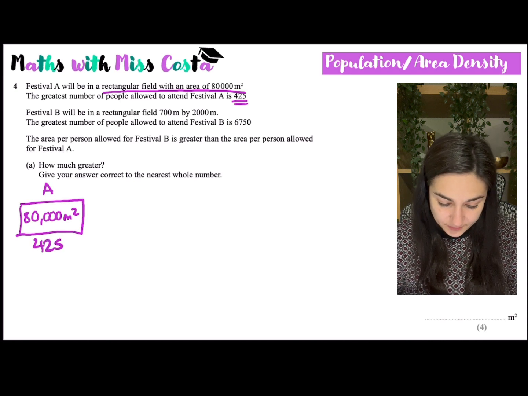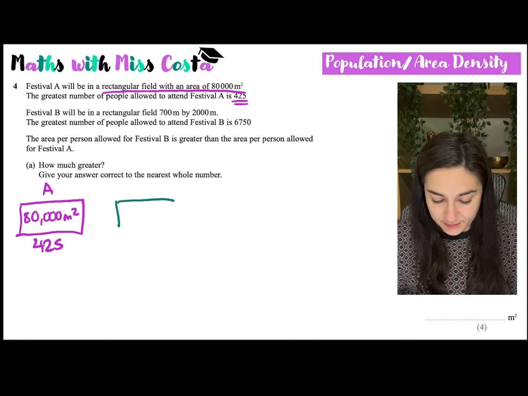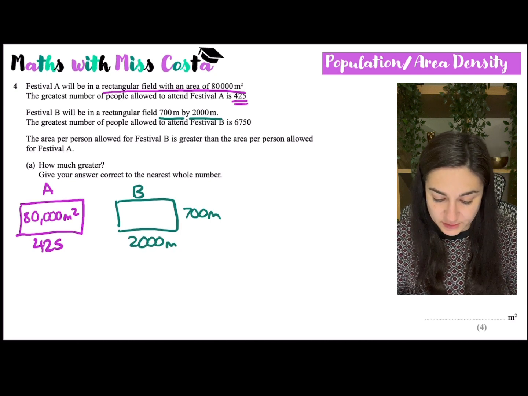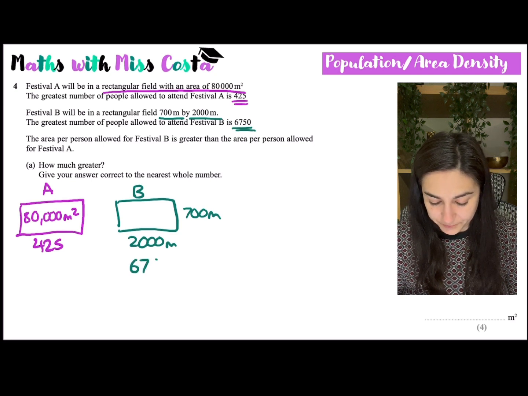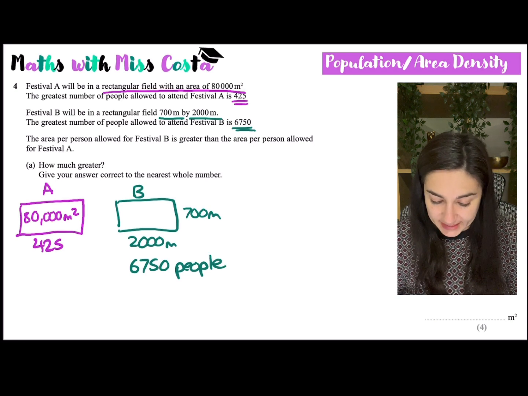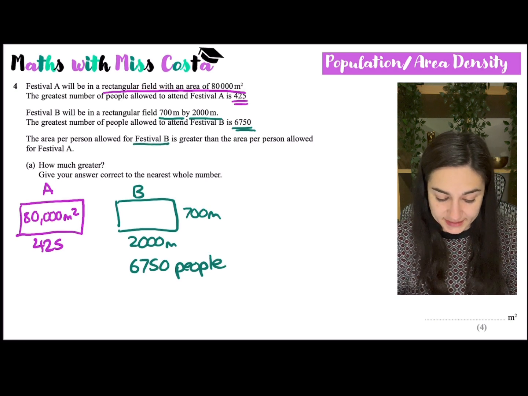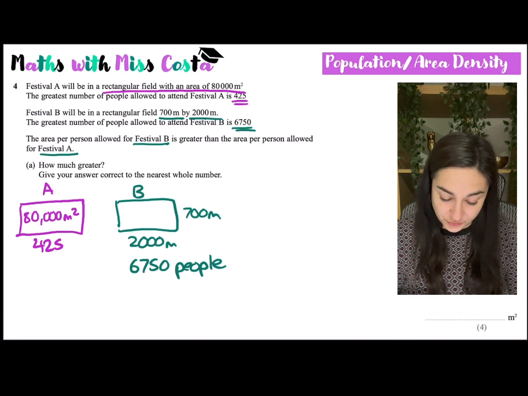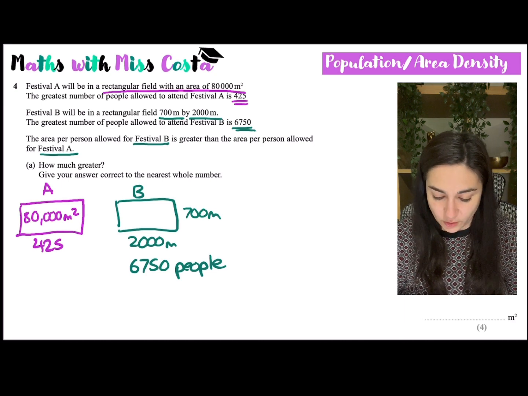Festival B is going to be in a rectangular field, 700 meters by 2,000 meters, and the greatest number of people allowed to attend is 6,750 people. The area per person allowed at festival B is greater than the area per person allowed at festival A, and I need to find out how much greater and then round it to the nearest whole number.